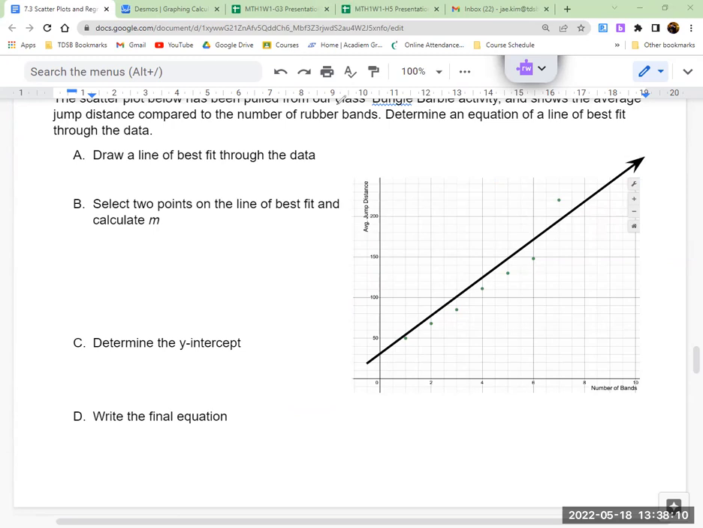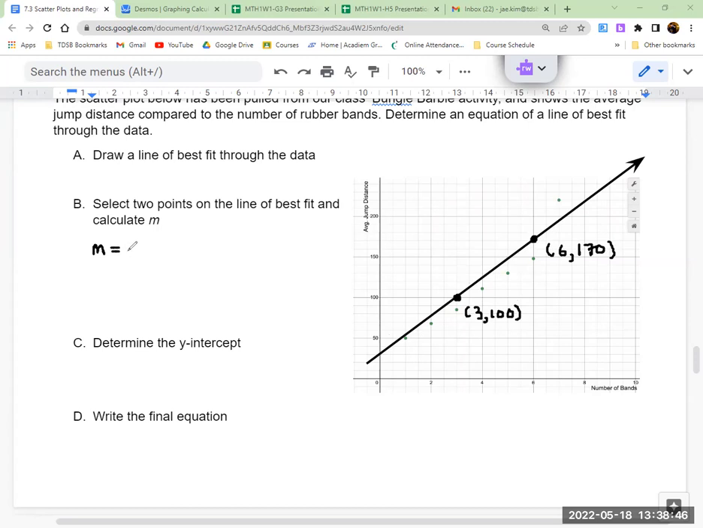So everyone got it? Can I move on? Okay. Select 2 points on the line of best fit and calculate m. Exactly what you were supposed to do with Barbie Bungee. So I am going to use, what's a nice point? This looks like a nice point. I'm going to use 6,170. I am also going to use, this doesn't look too bad, 3,100.